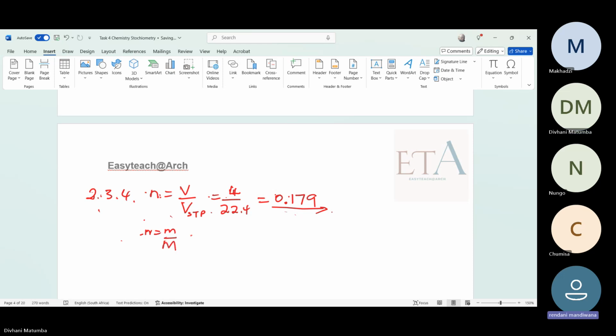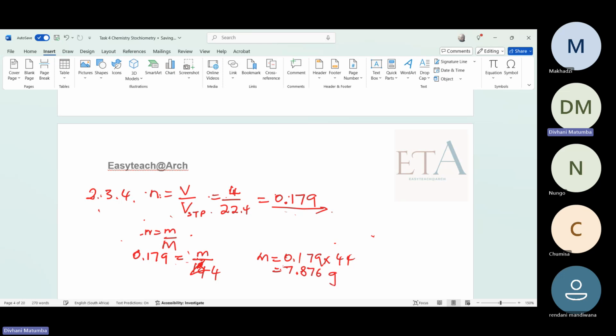Okay. Yes. And it's carbon dioxide, no? Mm-hmm. Then we can say 0.179 is equal to m over 44. Yes. Okay. So your m is gonna be 0.179 times 44, right? Yes. Which is how much? Which is 7.876 grams. Yes, fine.